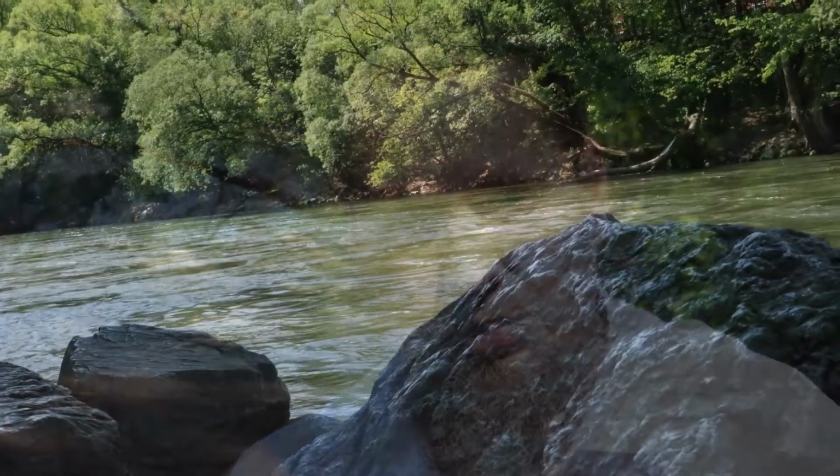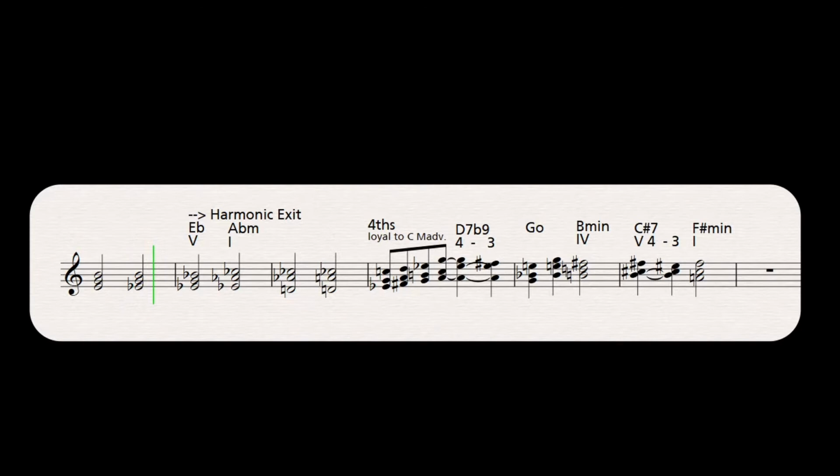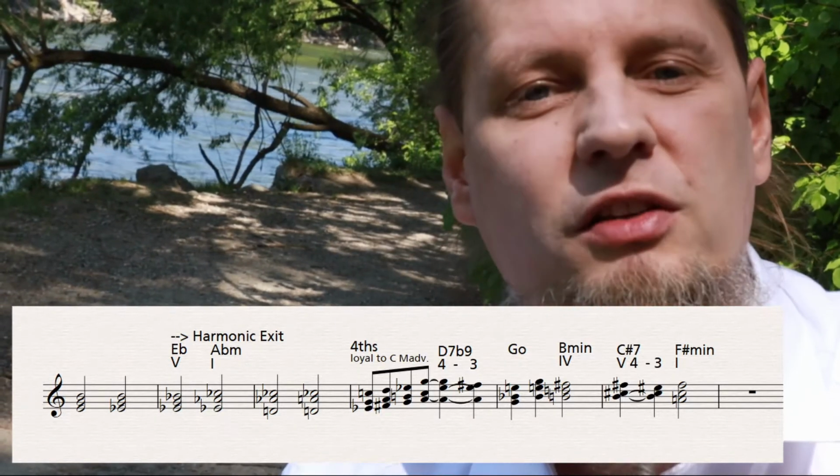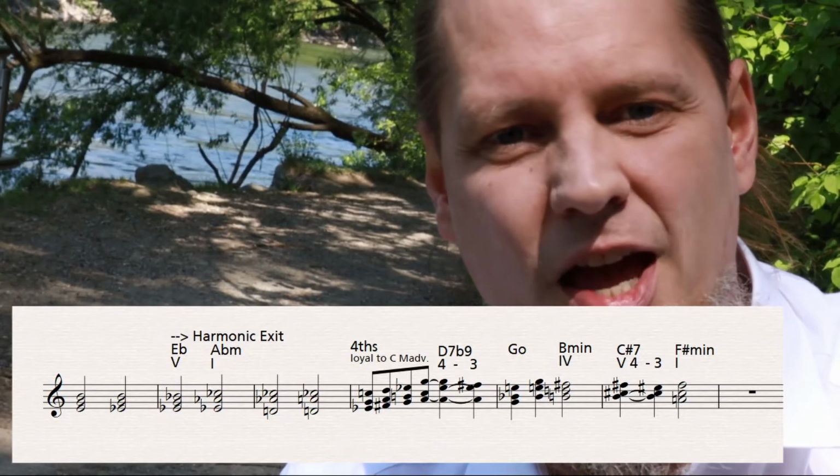In this last example, I combined these Bruckner harmonies with the concept from before. I mix some fourth loyal to C Mixolydian in it to show you some combination of the concepts. In the second bar, there's a harmonic exit taken. In the end, we have a simple cadenza in F sharp.